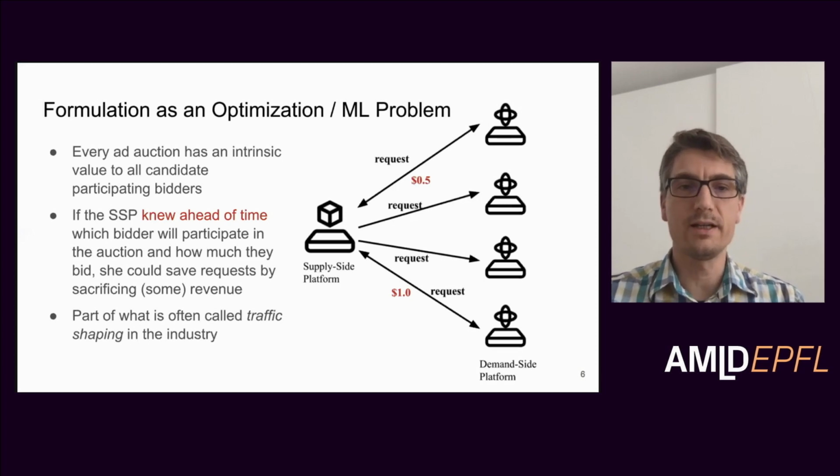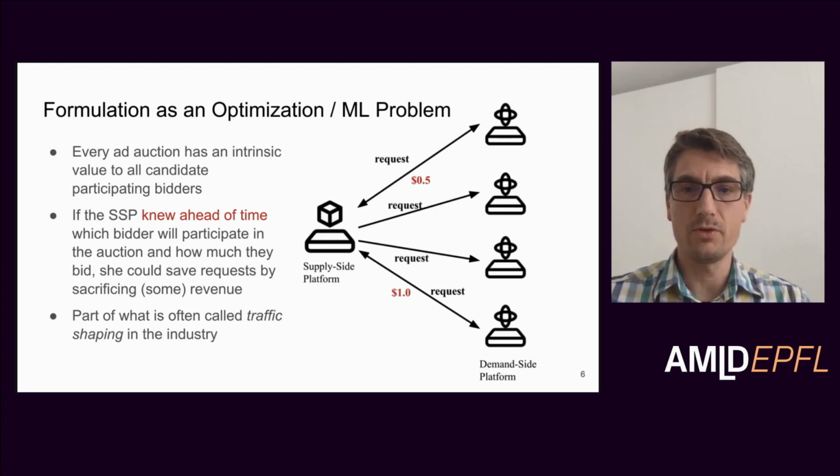Okay, so where's the optimization, where's the machine learning problem here? If you think about it, you're an SSP now, you want to run an ad auction. So every ad auction has an intrinsic value to all these candidate participating bidders. So for example here, the SSP is running this auction, sends requests to these 4 bidders here.